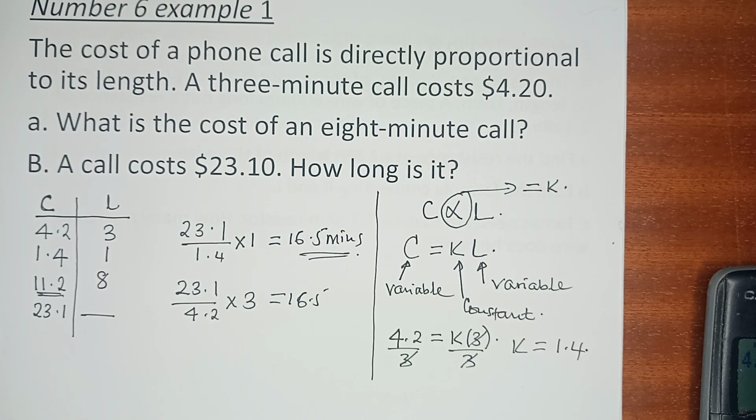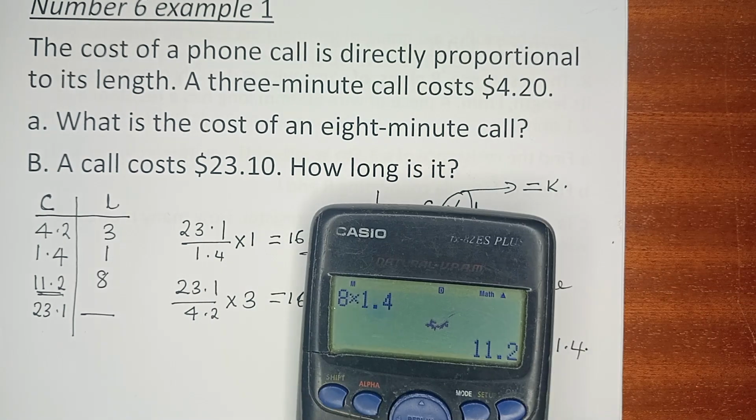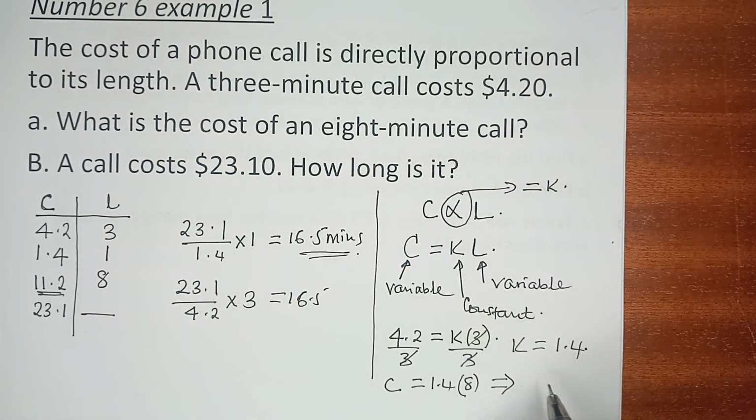For example, part A, what is the cost of an 8-minute call? We just substitute: the cost, which is what we are looking for, equals K, which is 1.4, times the length, which is 8 minutes. So we just substitute in the formula, and we are going to find 8 times 1.4, which is 11.2. And remember, these are dollars.